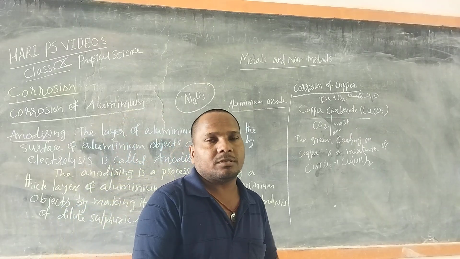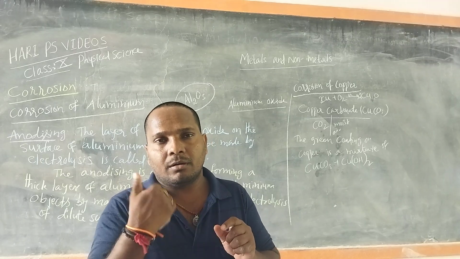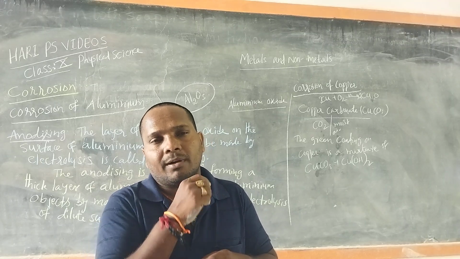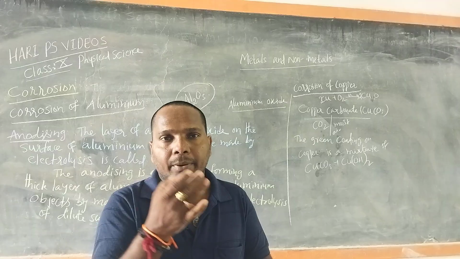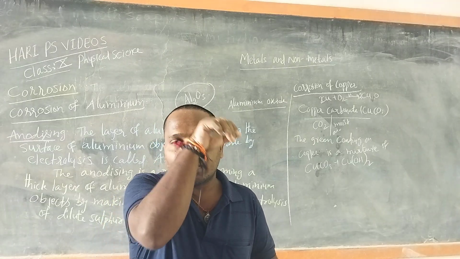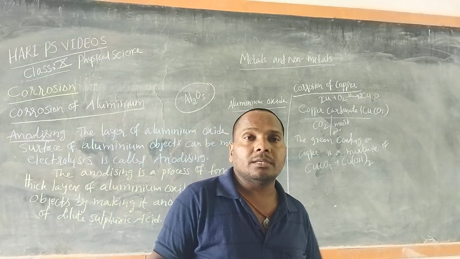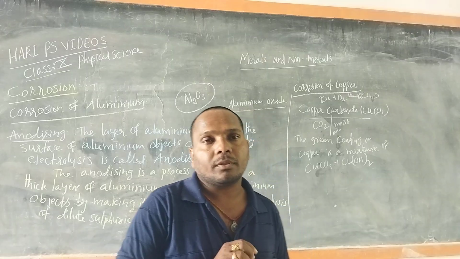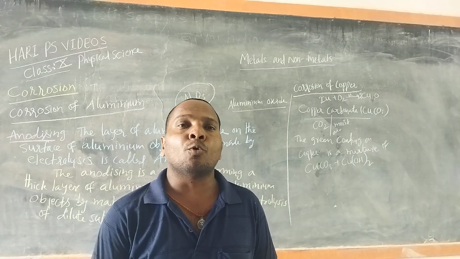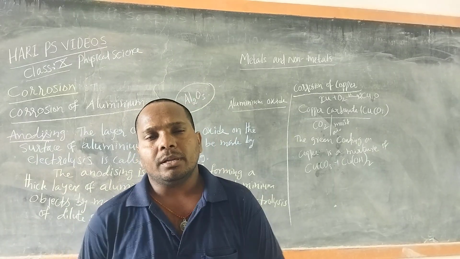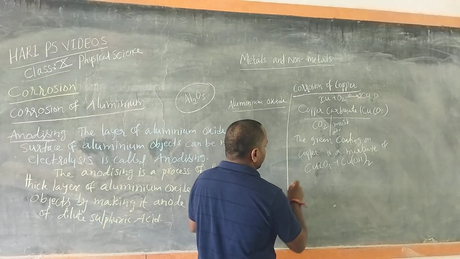We especially observe this during hot days, in summer. If you use any copper objects, copper rings or copper ornaments, we observe that a green coating is formed on the copper ring or copper plate. That is nothing but corrosion of copper. Even though copper is a low reactive metal, corrosion of copper is a slow process.